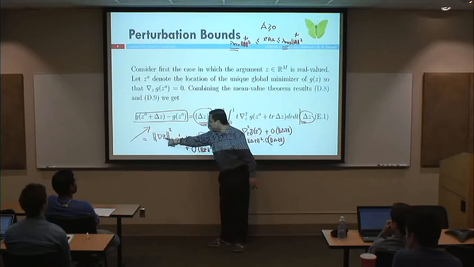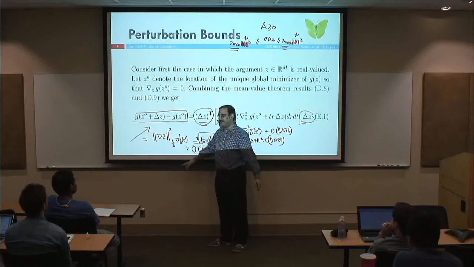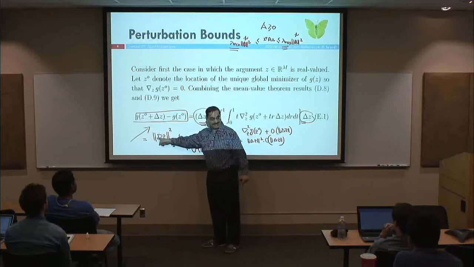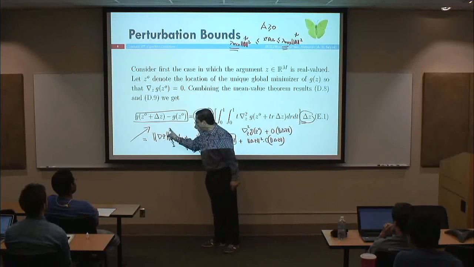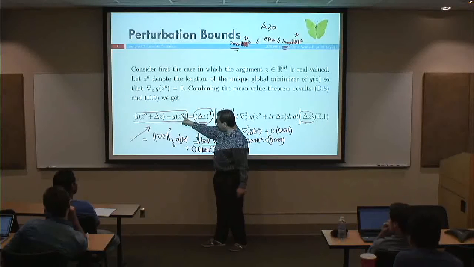It is a weighted norm of delta Z. I wrote the delta the other way around, but I know you understand. Right? This is delta, not, okay? So delta Z squared, this is a weighted norm, right? With the Hessian. So you find the Hessian at Z0, okay?